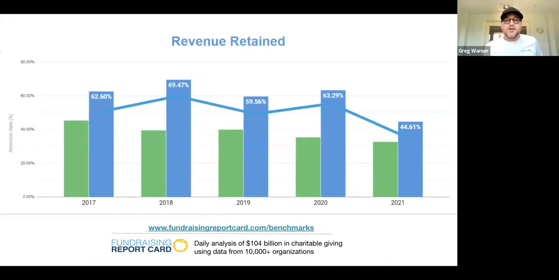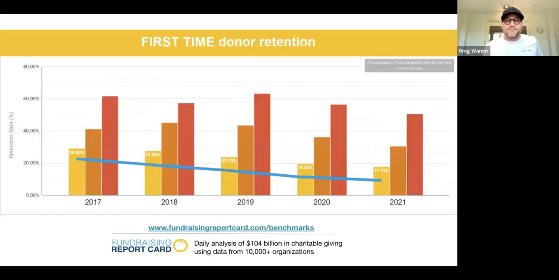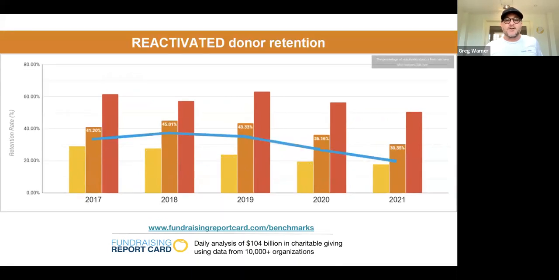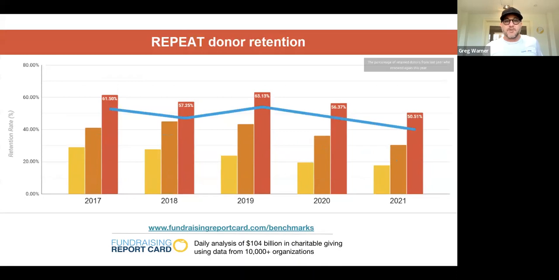Revenue retention, kind of a little more bumpy, but still in general going down. First time donor retention, that's in yellow, has been going down. I mean, it was awful last year, just awful. The average first time donor only retained at a 17.73% rate. That's just terrible. And it's been going down for reactivated donors and also repeat donors.